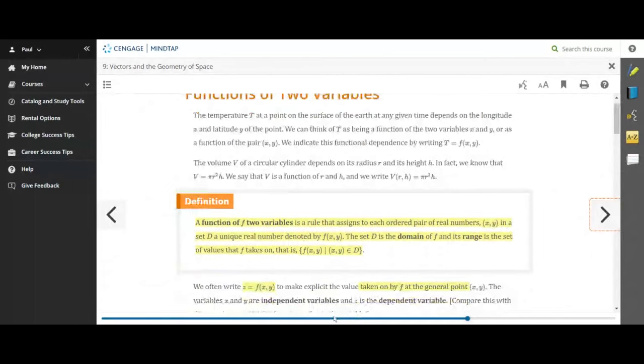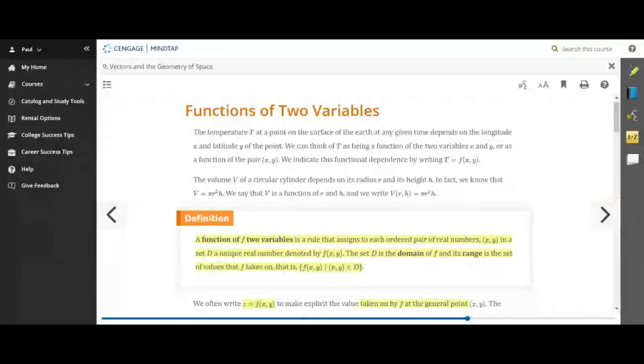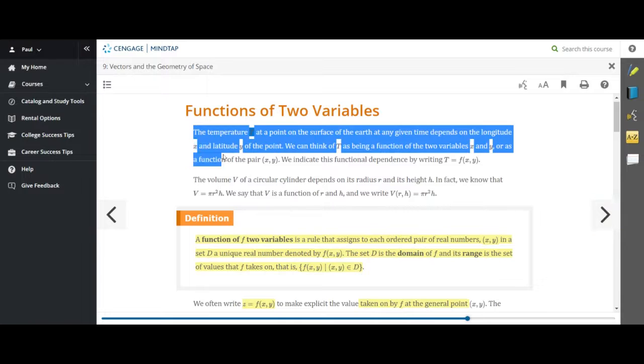they give an example here, for instance, like temperature. So it says that the temperature at a point on the surface of the Earth at any given time depends on longitude and latitude. So the temperature, okay, and I'm looking right here.